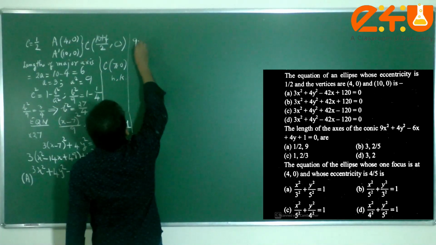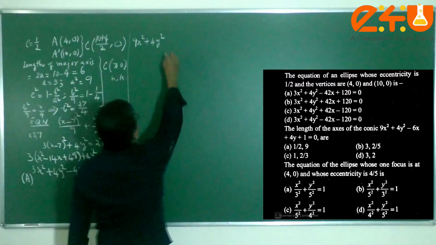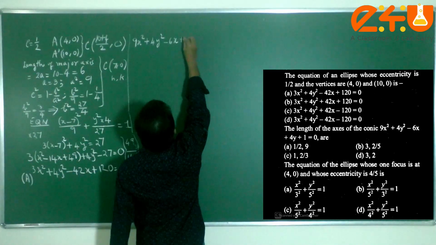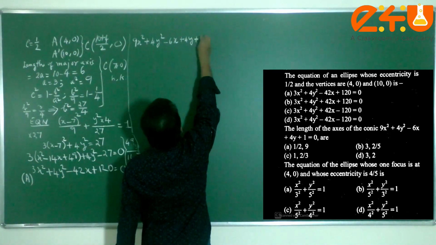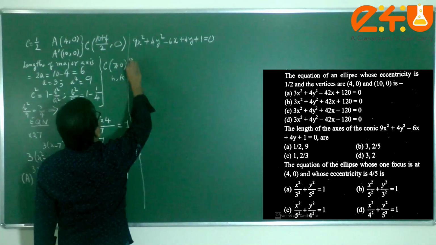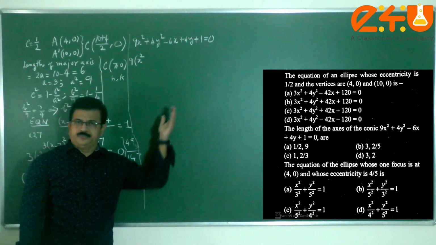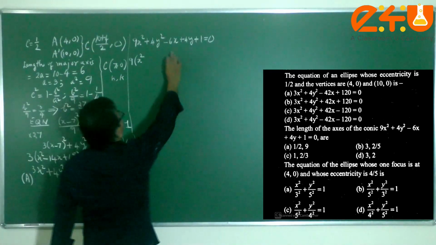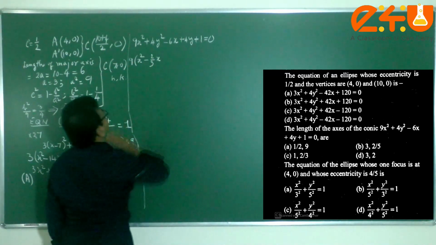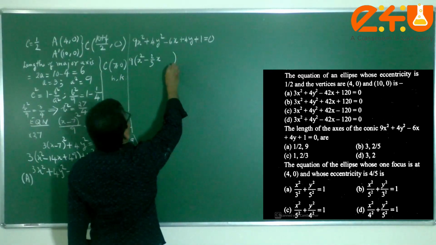Am I right? 9x square plus 4y squared, negative 6x, and the y term positive 4y, plus 1 is equal to 0. Let me collect x terms together by taking the coefficient of x squared as a common factor out. 9 is taken as common factor. And then negative 6x. By dividing by 9, 6 by 9, it is negative 2 by 3 x. And then I leave a space and close the bracket.